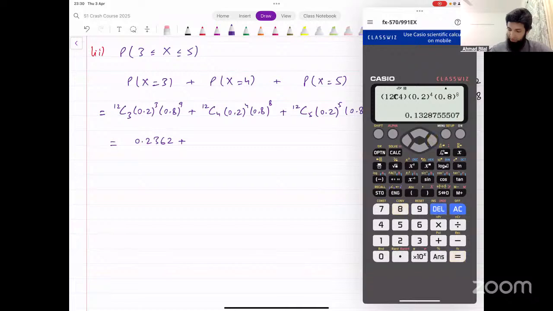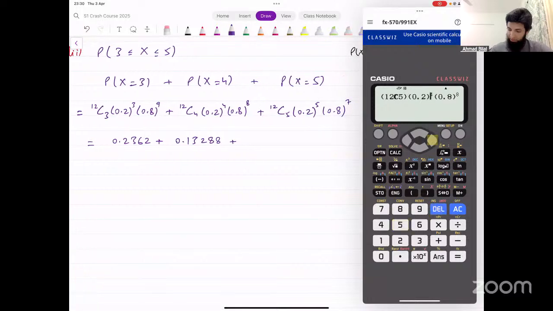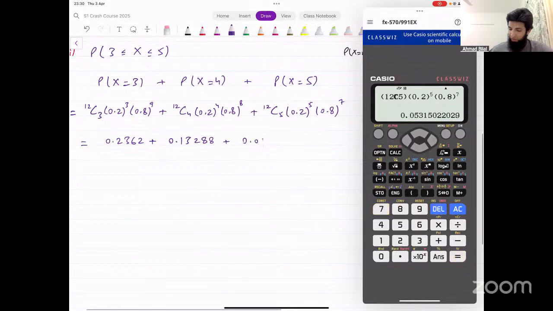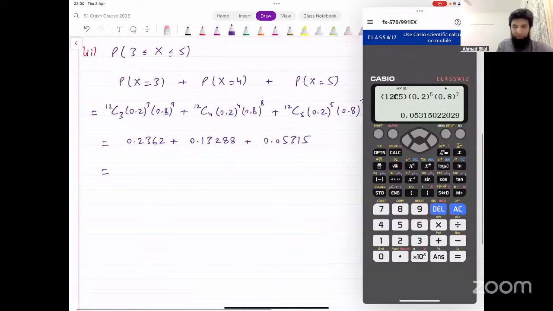Okay, so the second number turns out to be 0.13288. And then the next one, you replace it with 5, 0.2 raised to power 5 into 0.8 raised to power 12 minus 5, which is 7. And that turns out to be 0.05315. You add all of these numbers up, and that will give you the result. You can see what that is. That's 0.422. That's your final answer.